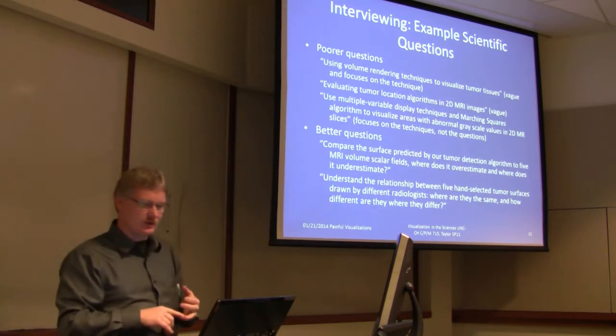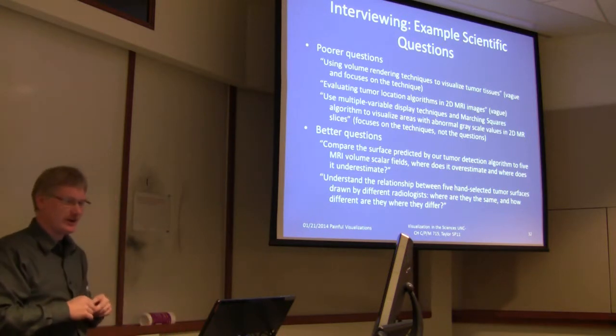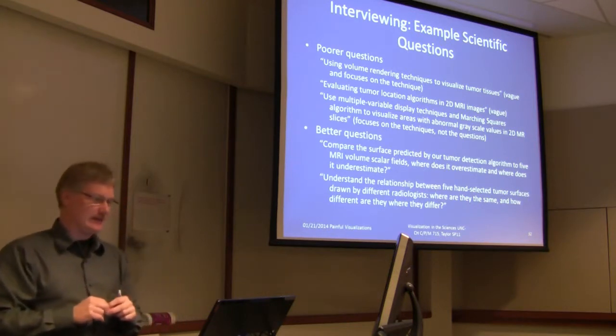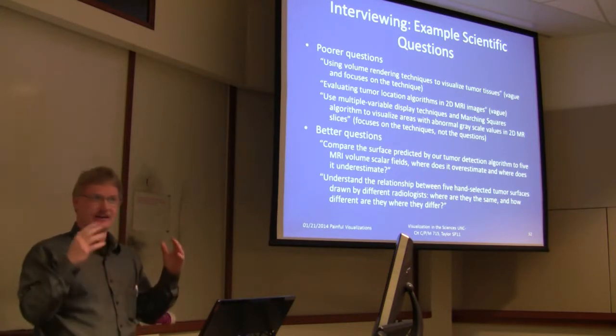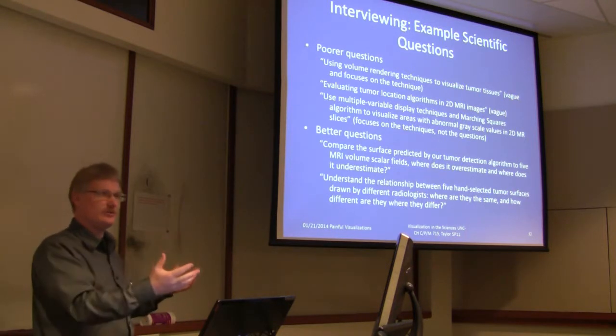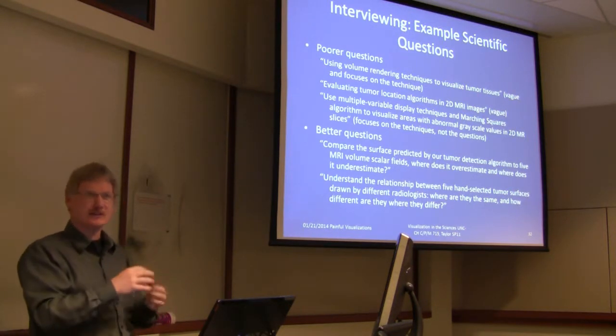Use multiple variable display techniques and the marching squares algorithm to visualize areas with abnormal grayscale values in 2D MR slices, right? Again, this is telling you how to do some implementation, but it doesn't tell you what you are trying to learn, right? So you couldn't find it.